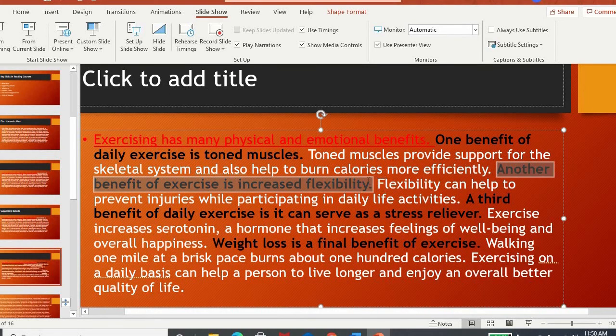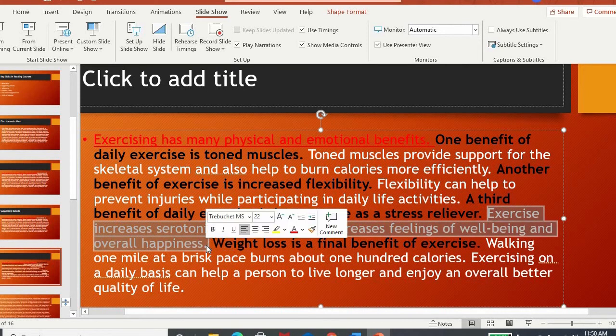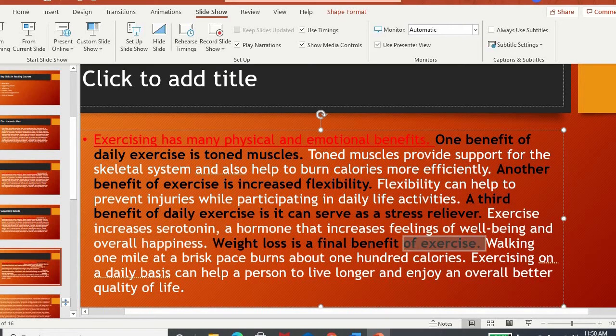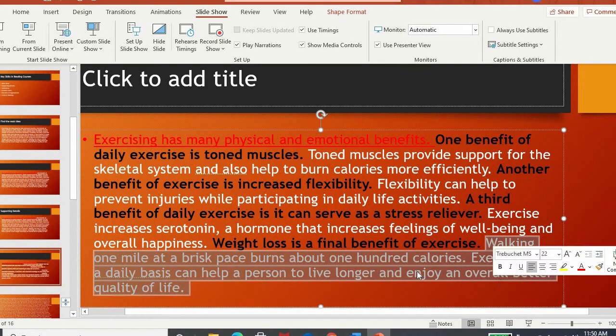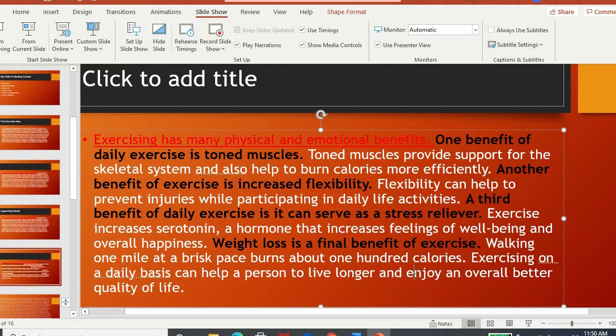Here's another sentence. Another benefit is flexibility. Brand new idea, brand new benefit. It's not talking about toned muscles anymore. This goes into more detail, so that makes it minor. Flexibility. We already learned about flexibility. A third benefit is stress relief. Brand new benefit. No longer talking about the previous idea of flexibility. Then it goes into more examples of stress relief. And then our last major detail talks about weight loss. And the last couple sentences talk about that weight loss, their minor details. So that is an example of major and minor details.